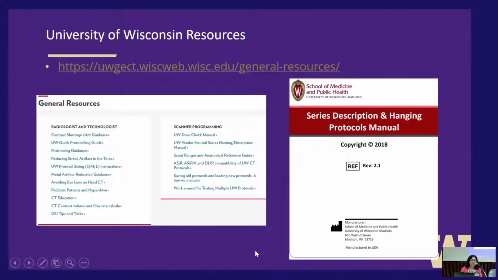And here's a great resource that Tim, who is a wonderful physicist at University of Wisconsin, and all he does is CT. His whole job is CT. He spends a lot of time on CT. He develops all these wonderful resources that can be used by people like Sam and me, who do many modalities besides CT. And basically, he has a wonderful manual on how to do nomenclature for series descriptors, a hanging protocols manual, and all kinds of other educational resources. It's open. There's a manual here for dose check, CT education, contrast flow, and so on, that can help you and your technologists with many other educational needs.